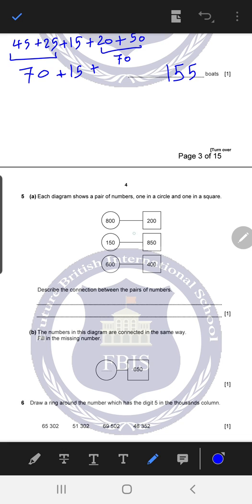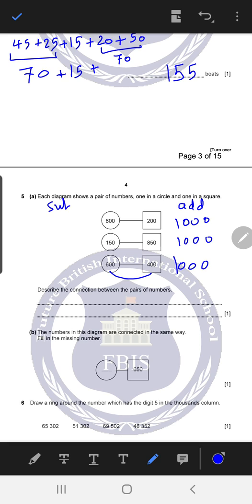Question number 5. 800 is with 200. 150 is with 850. 600 is with 400. To describe, we need to add those numbers or subtract them. And if we add, this will be 1000, and this will also be 1000, and this one will be 1000.